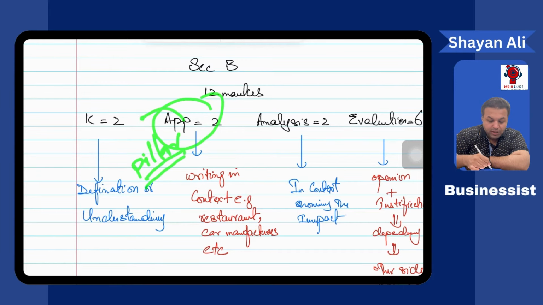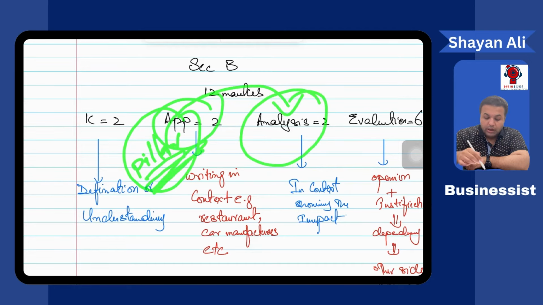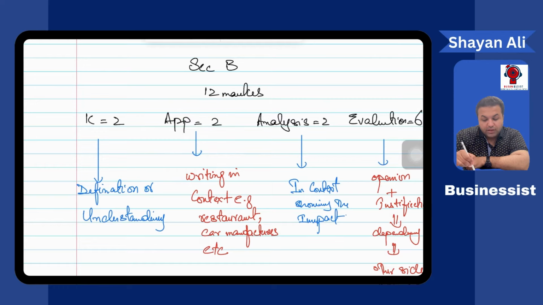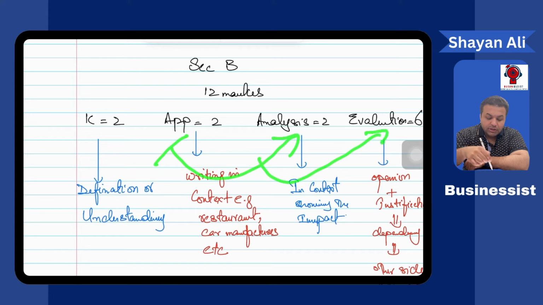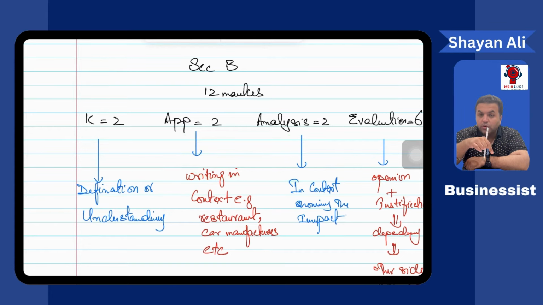So if your application is weak, definitely your analysis is going to be weak as well. And definitely if your application is weak, ultimately the analysis would be weak, and hence the evaluation will also be a bit weaker. So although application contains just 2 marks, do not ignore this application, because this 2 marker is going to impact your analysis as well as evaluation.